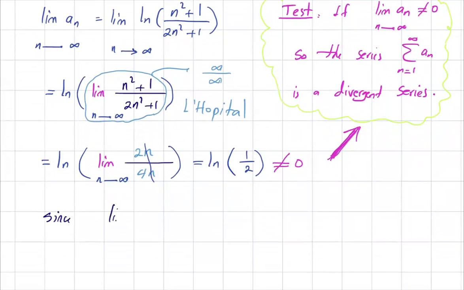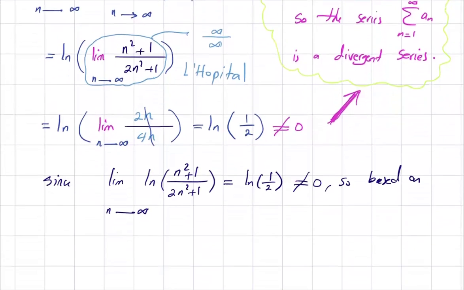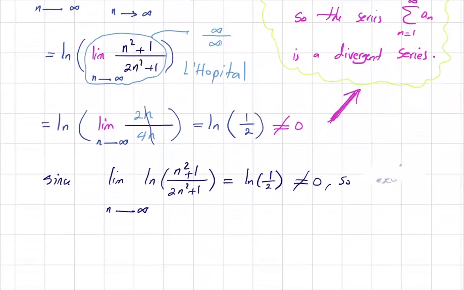Since the limit of ln of n squared plus 1 divided by 2n squared plus 1 as n goes to infinity is equal to ln of a half, and it's not equal to 0, based on our test, the series is divergent. The series is divergent.